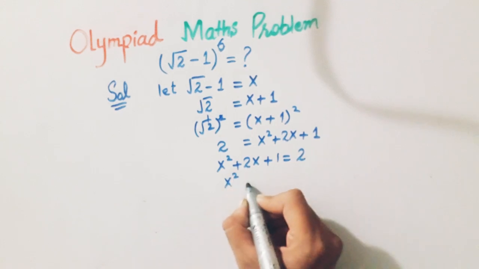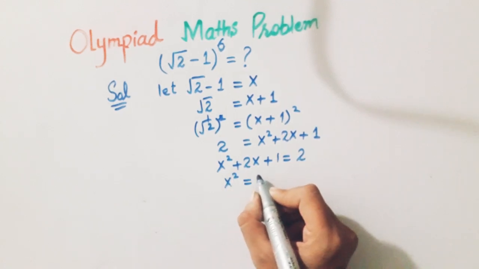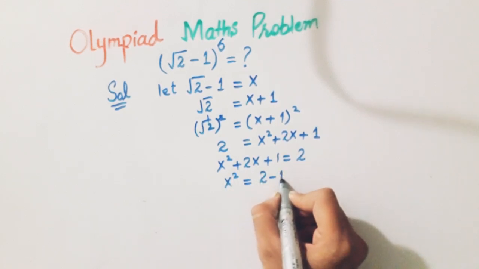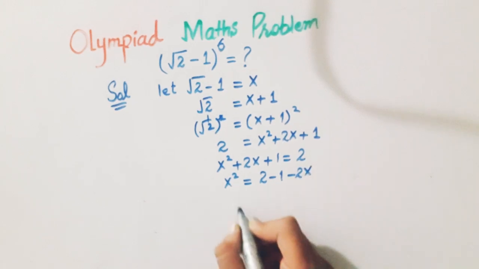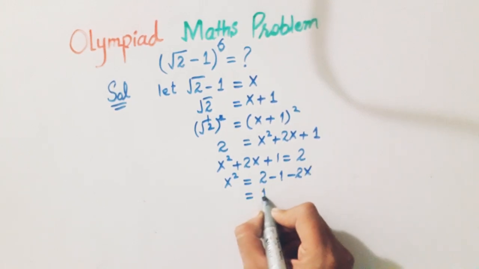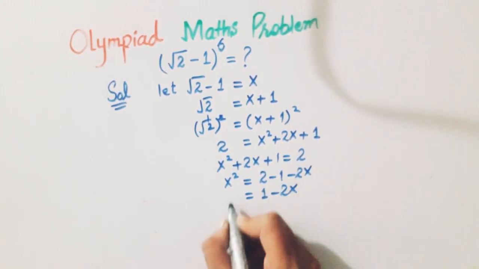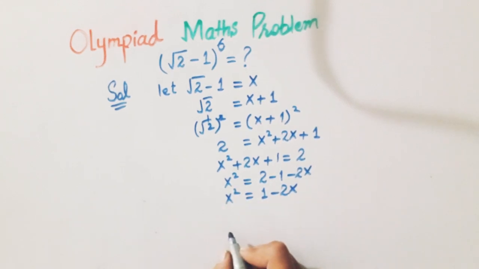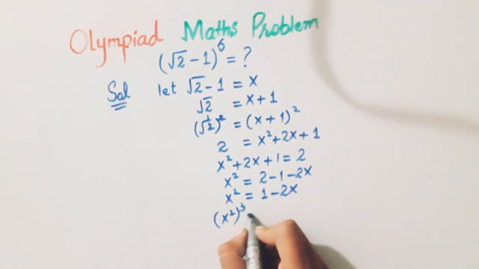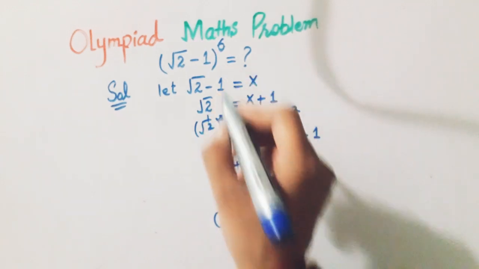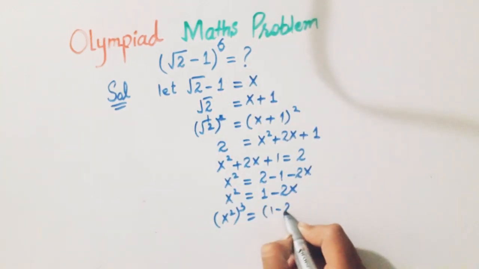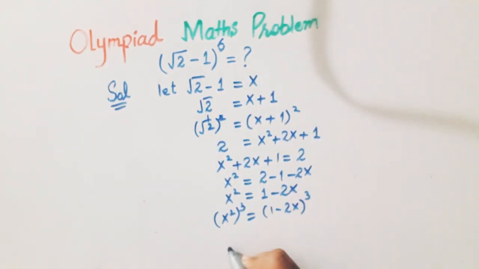Then x squared will be equal to 2 minus 1 minus 2x. That means 2 minus 1 is 1, so 1 minus 2x is x squared. Now we will take the cube on both sides because we have to find the value of x to the power 6. So (1 − 2x) cubed.